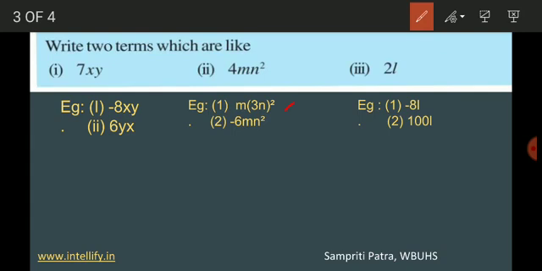Next is question number 3, 2l. Here the answer is minus 8l or 100l, as l has only one variable. Like this type of numbers, if you want to put other types of numbers, if they come under the number system, they also come under like terms.